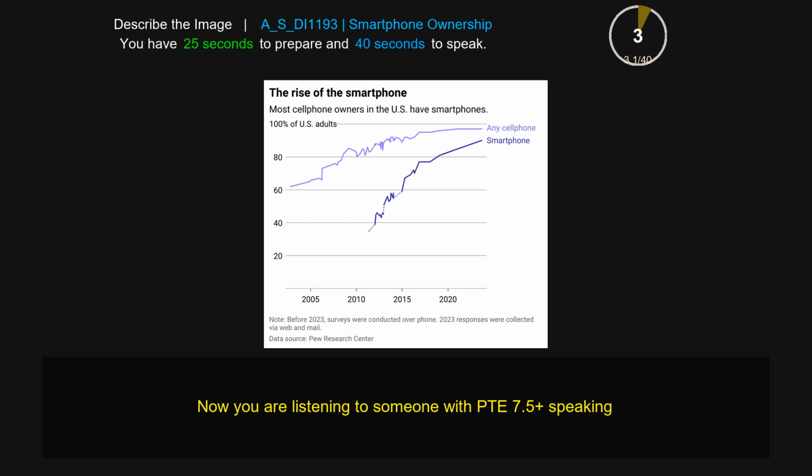The following picture gives important information about the rise of the smartphone. The picture includes the most cell phone owners in the US have smartphones, 100% of US adults. The picture included any cell phone and smartphone. The highest value on any cell phone is in 2020 and the lowest value is in 2005, which is almost 60%. In conclusion, the picture gives important information about the rise of the smartphone.